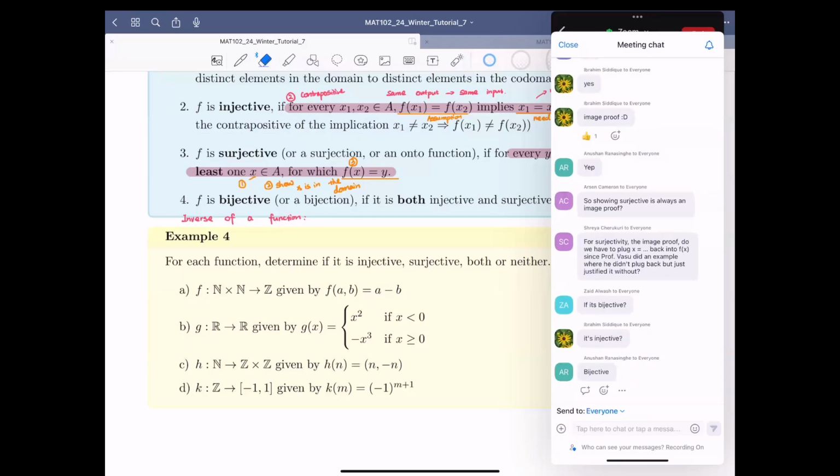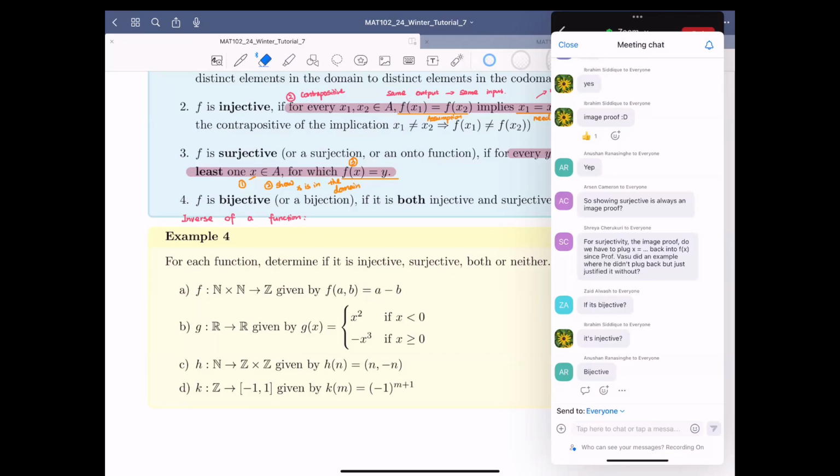For surjectivity, the image proof, do we have to plug in x? You should. The thing is, the proofs in lecture or tutorial are usually not a full proof. In tutorial, we don't write a full proof because we just don't have enough time. But when you do your homework and when you do your quiz, you should write a full proof.